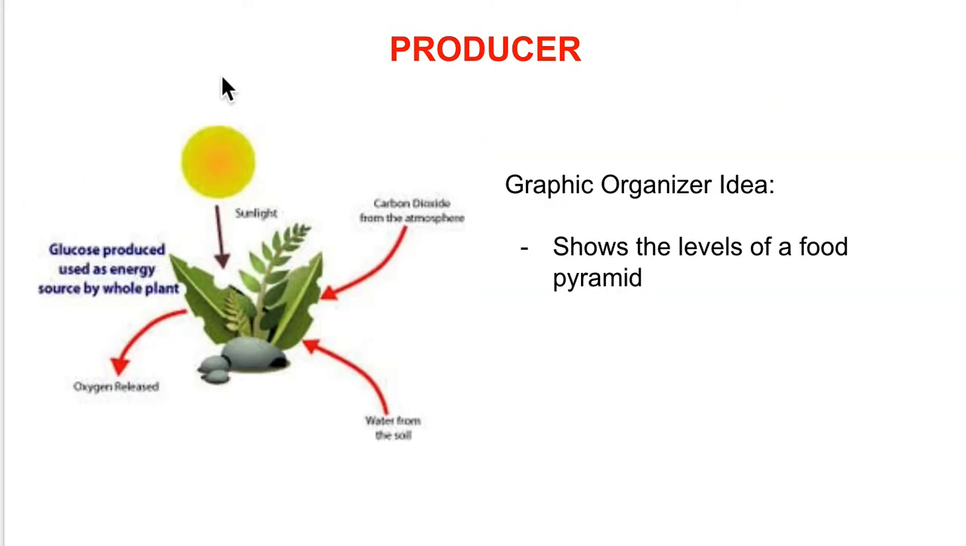released. A good graphic organizer here would be the different levels of the food pyramid. So producer, primary consumer, secondary consumer, tertiary consumer.